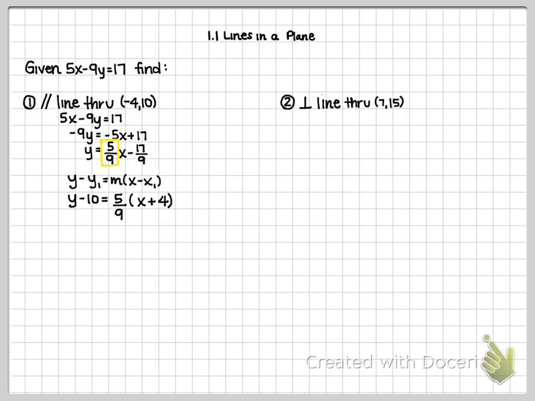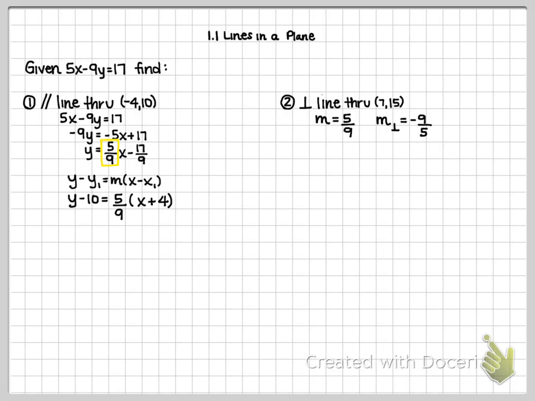So I'm going to do the exact same thing over here. However, I've already done the work, so I'm just going to copy my slope down from the equation, which is going to be the 5/9. Now, I need a perpendicular slope. To get the perpendicular slope, I am going to find the reciprocal of this, so I'm going to flip it over, and then I'm going to change the sign. It was positive, it now becomes negative.